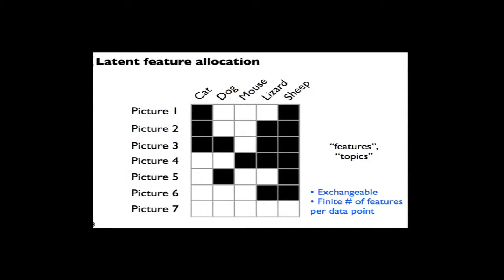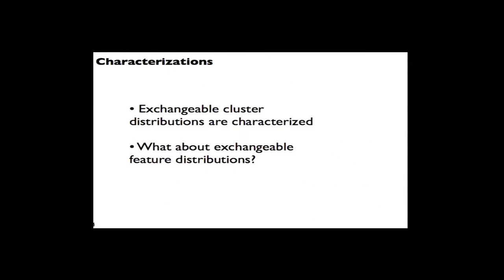OK, so let's say that we make these two simple assumptions. Then what can we say about distributions over exchangeable feature allocations? Well, just as inspiration, I'll note that the exchangeable clusterings are very well characterized. There are a number of representations that are known for the distributions over exchangeable clusterings. And the tack that I'm going to take today is to say, well, we know things about exchangeable cluster distributions. Let's review those and maybe try to find out what we can say about exchangeable feature distributions given that knowledge.